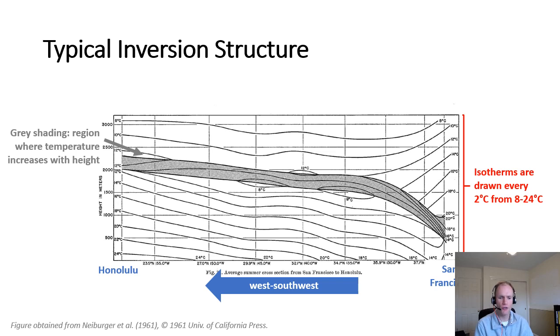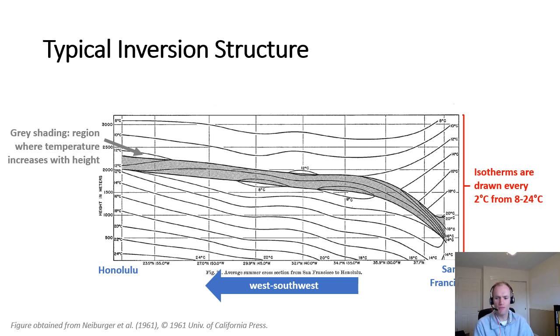And all of the contours are isotherms. 24 Celsius here at the bottom, and far left or far west-southwest is our highest value. And we have 8 Celsius here at the top as our lowest value. So here near San Francisco, it's colder near the surface than it is near Honolulu. And that's both a function of the latitude, but also of that cold ocean current that we see along the west coast of North America.